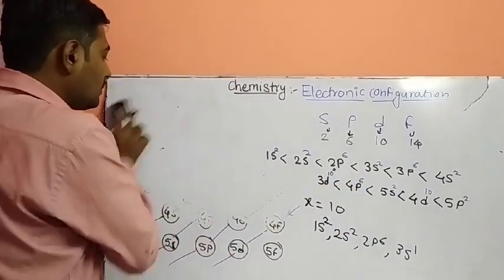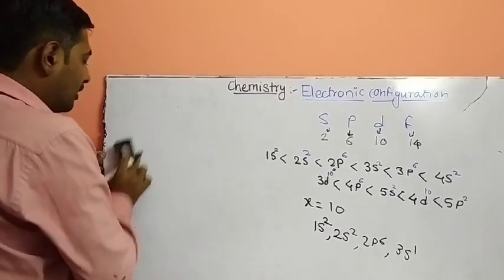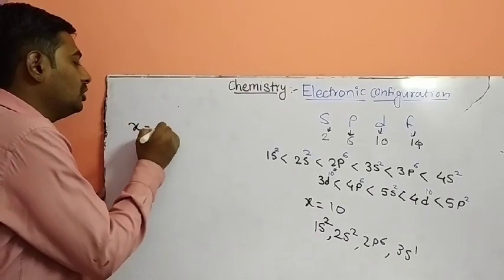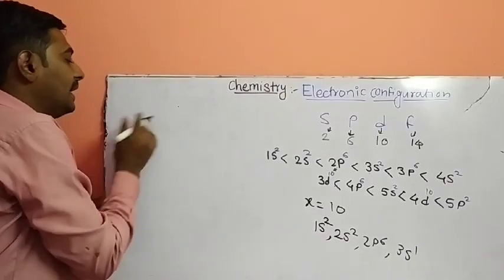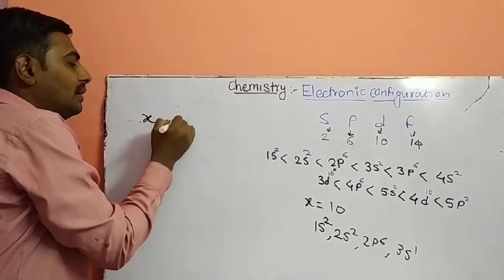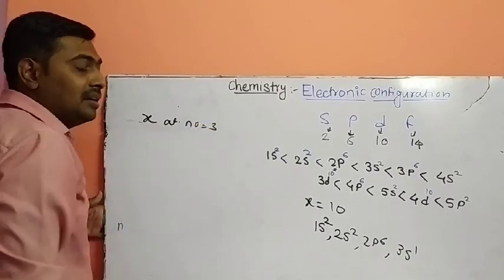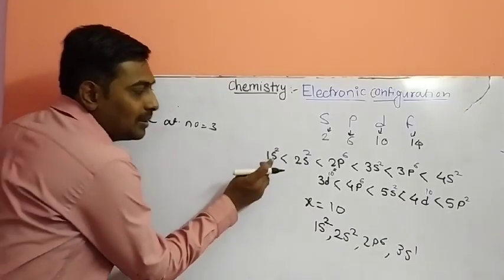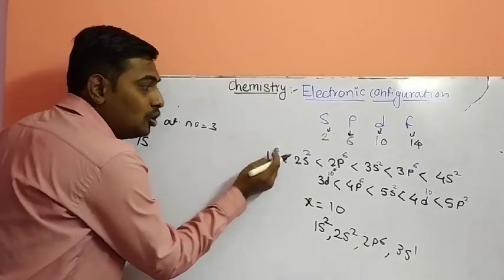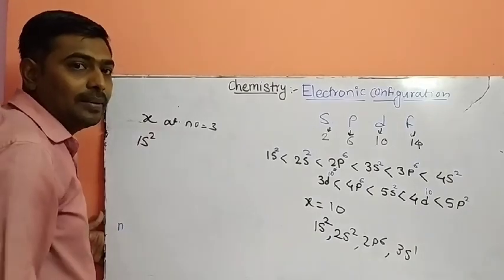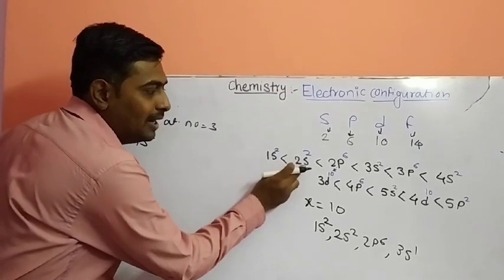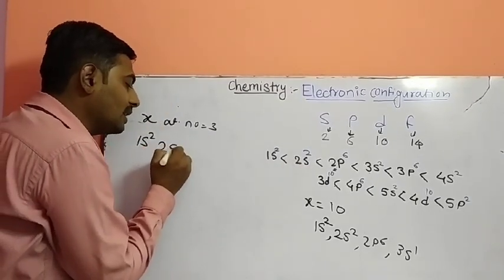Let's see another example. If X is an atom with atomic number 3, how is the electronic configuration written? First of all, electrons enter which orbital? The 1s orbital. What is the capacity of the 1s orbital? 2 electrons. So 2 electrons are completed. How many electrons remain? 1 electron remains. So the next electron enters which orbital? 2s. So how many electrons enter the 2s orbital?